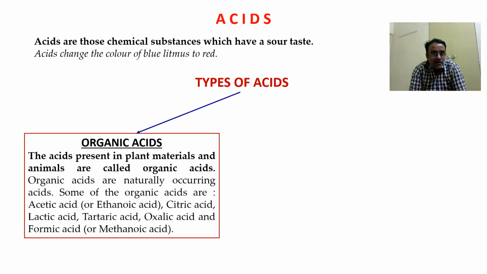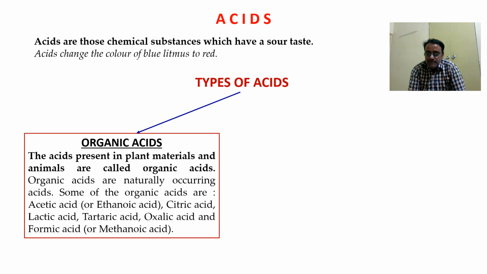One is organic acids. The acids present in plant materials and animals are called organic acids. So organic acids are naturally occurring acids. Some of the organic acids are acetic acid, that is ethanoic acid, citric acid, lactic acid, tartaric acid, oxalic acid, and formic acid, which is known as methanoic acid. So these are all natural acids.